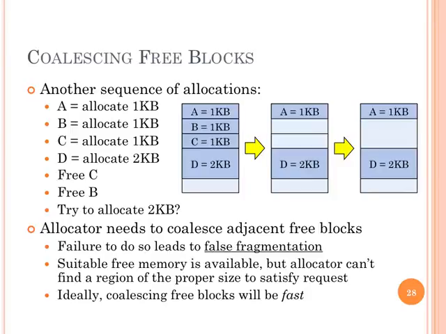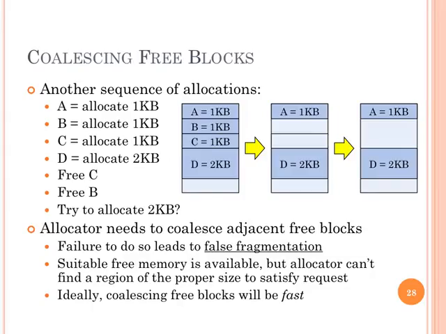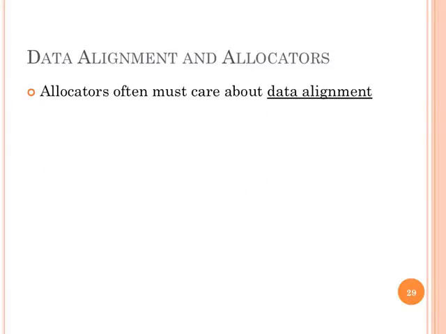Coalescing also needs to be fast. We can't have a situation where we have to hunt all over the place just to figure out that these two blocks are actually adjacent and free. There are all kinds of fascinating strategies to deal with this. So those are some of the issues that we have to deal with. We have like 8 minutes left. That's plenty of time. The last thing to talk about is data alignment.